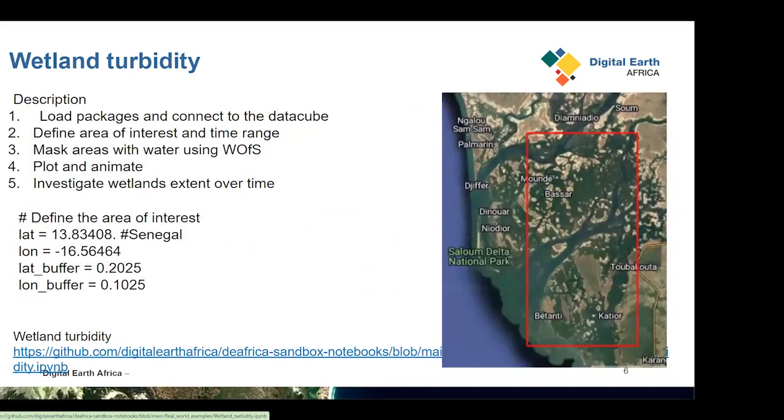And as you know, to do any spatial analysis, there are a few things that we should know. First of all, we should know which area we are targeting. So we have taken an example of an area in Senegal, and we should know which packages we'll be using. Of course, we should know the time range and also the data sets. Here we are using the Water Observations from Space, and of course, trying to plot and even animate what you have.